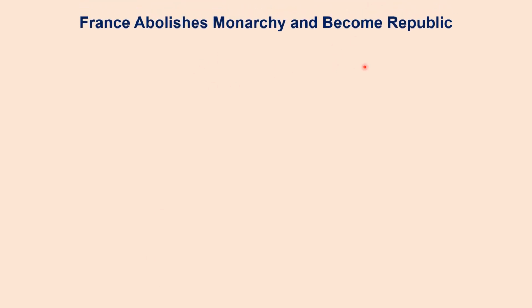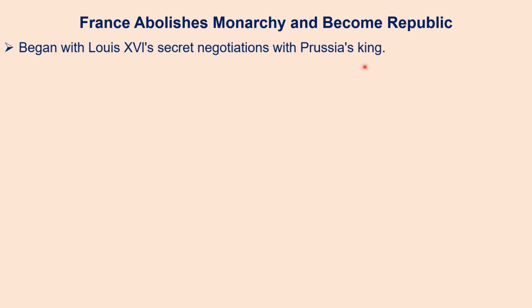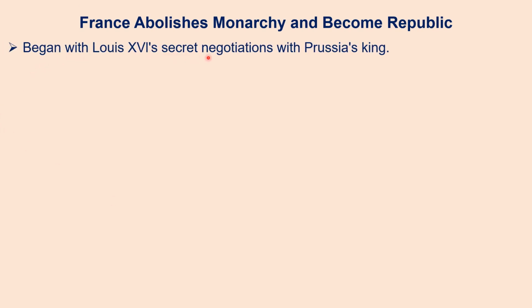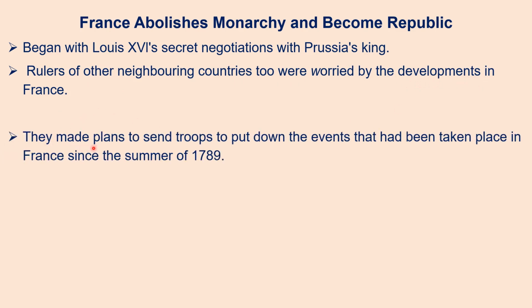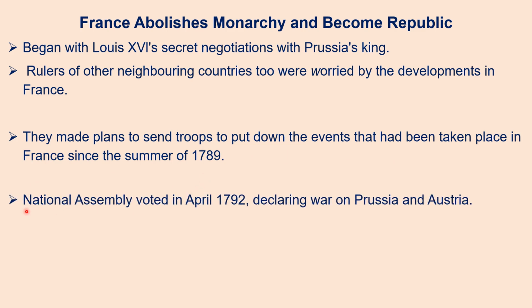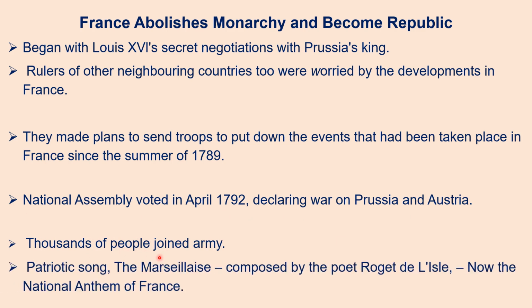France abolished monarchy and became a republic. It began with Louis XVI's secret negotiation with the Prussian king. Rulers of other neighboring countries, who were worried by the developments in France, made plans to send troops to put down the events that had been taking place in France since the summer of 1789. The National Assembly voted in April 1792 declaring war on Prussia and Austria. Thousands of people joined the army.